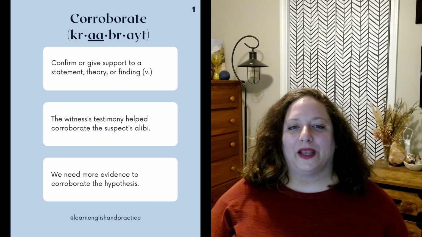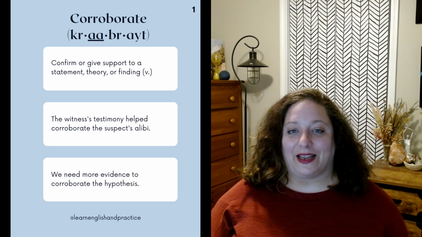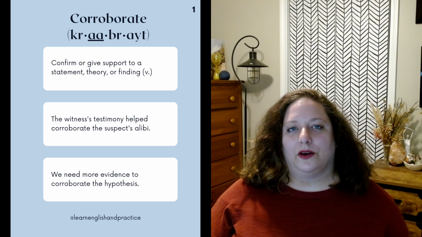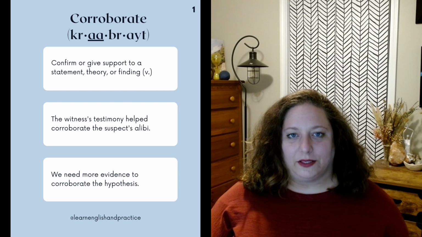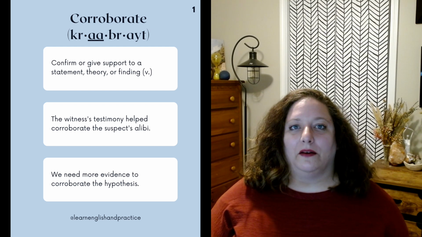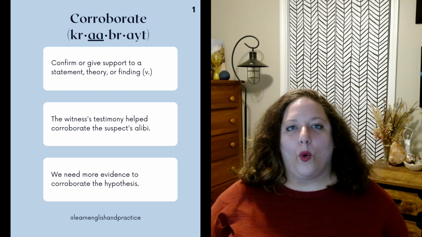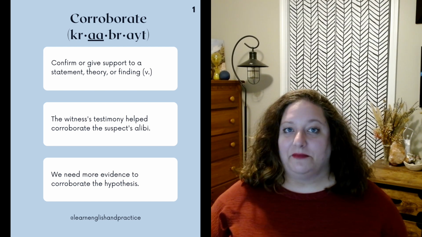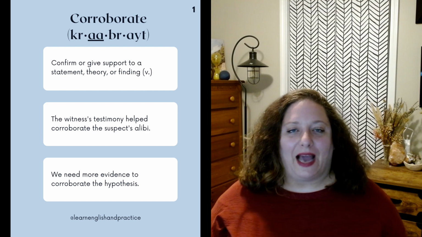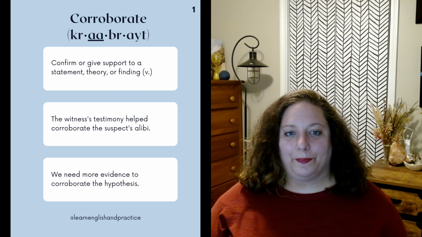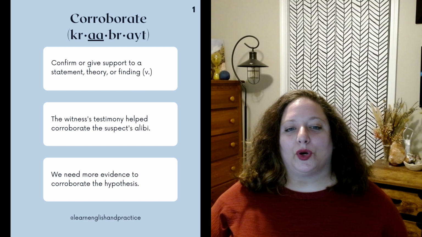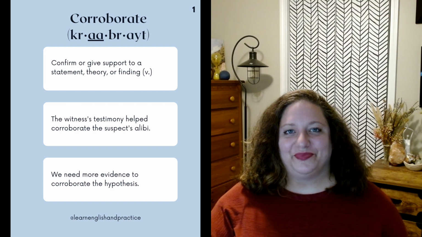First, corroborate. This means confirm or give support to a statement, theory, or finding. It's a verb. So you would want to corroborate any sort of statement that's made in court. An alibi is a way of corroborating a story about where someone accused of criminal activity is or was at the time of the crime. Examples are: the witness's testimony helped corroborate the suspect's alibi. We need more evidence to corroborate the hypothesis.